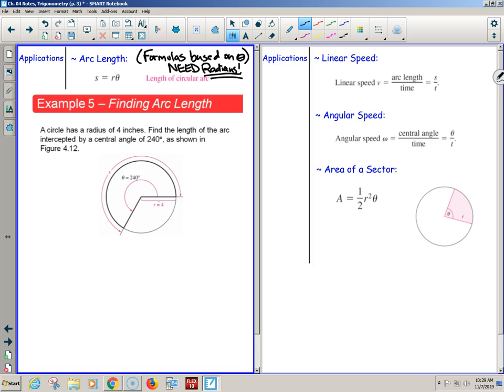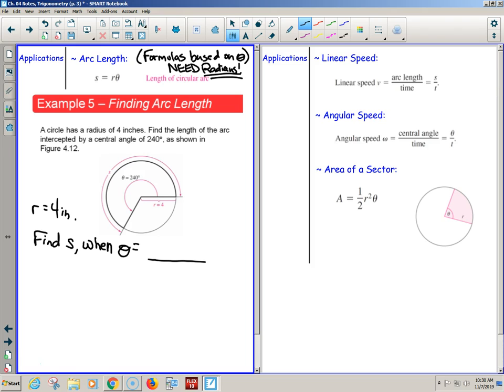So it's as easy as you read a problem and saying, oh, a circle has a radius of 4 inches. Okay, break it down. R equals 4. They're measuring with some sort of standard measurement. They're not calling it, I don't know, 4 inches is 1 R. Nope. Find the length of the arc. Ooh, find S. When the central angle is 240 degrees. Why am I not plugging in 240 degrees? Because it's not in radians.